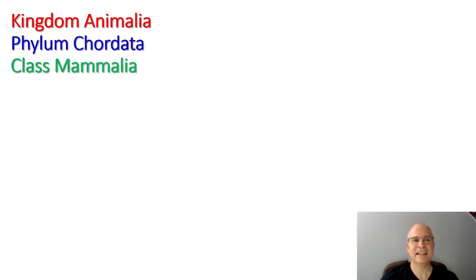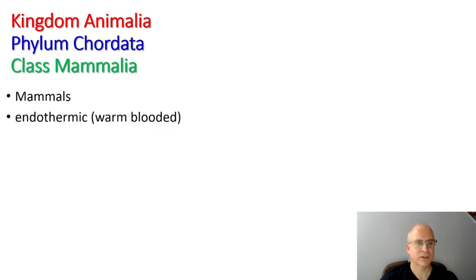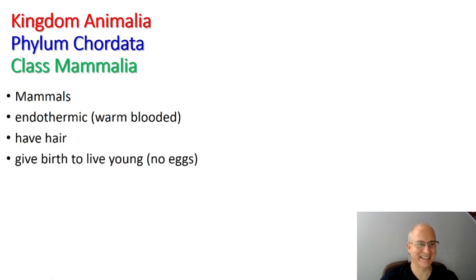And then finally, the last class in the phylum Chordata that we're going to talk about is the class Mammalia. These are the mammals. So mammals are also endothermic, or warm-blooded. They have hair, or at least some mammals do. Actually, all mammals have hair. Some have less than others, and some of us lose it as we get older.